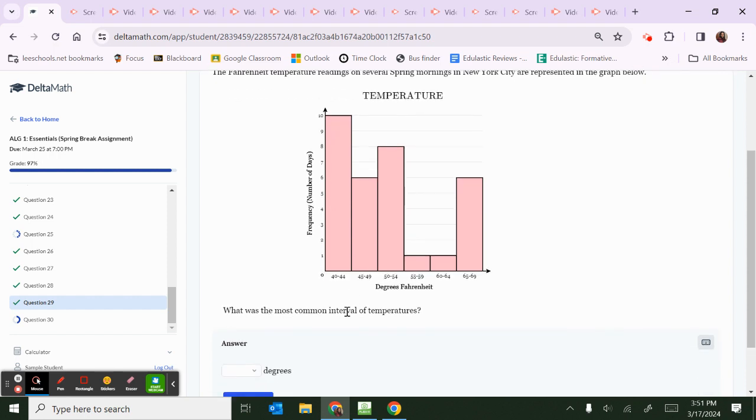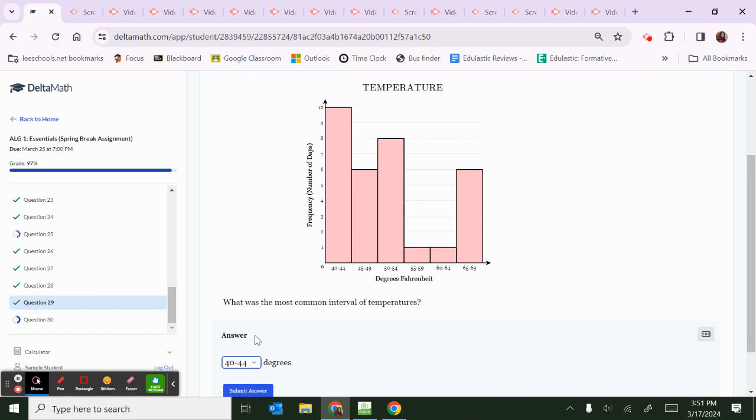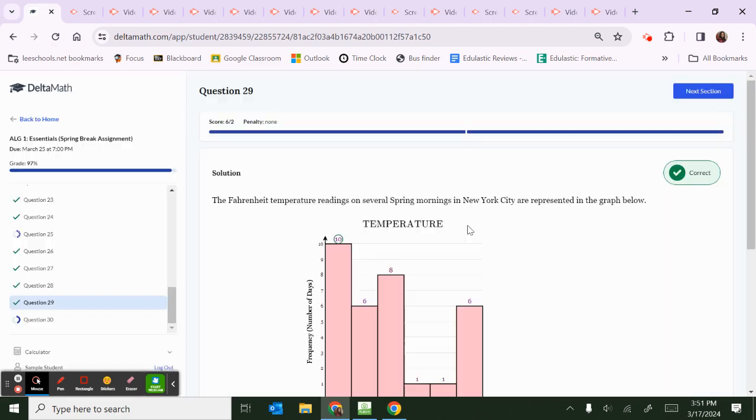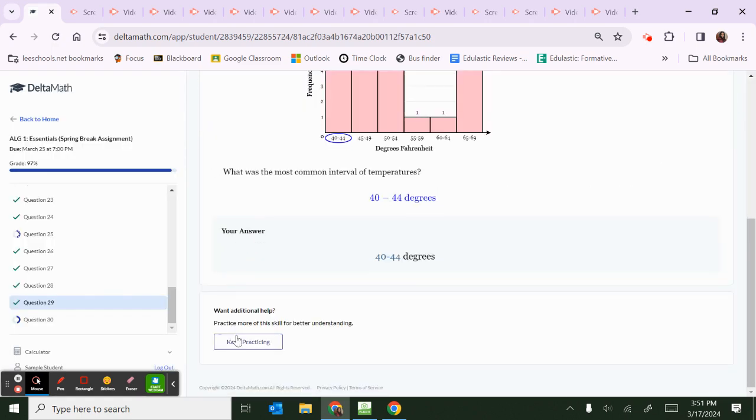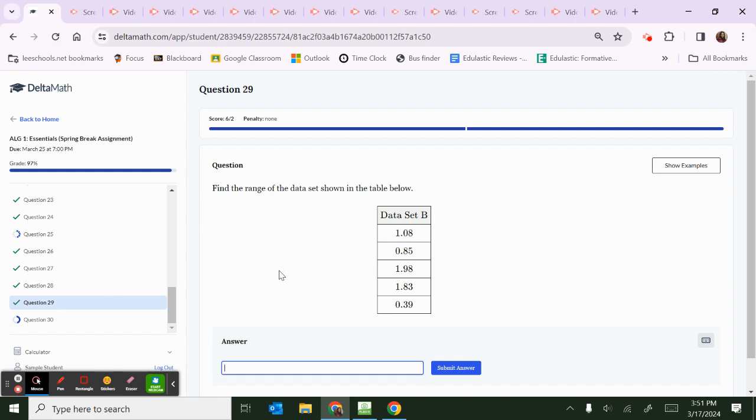What was the most common interval of temperature? The most common thing would be your most frequent thing, or your highest bar. So the most common interval was from 40 to 44. This one is asking for the mode, and mode would be the most frequent thing. So let's do some more, guys, because every problem we just did was different.